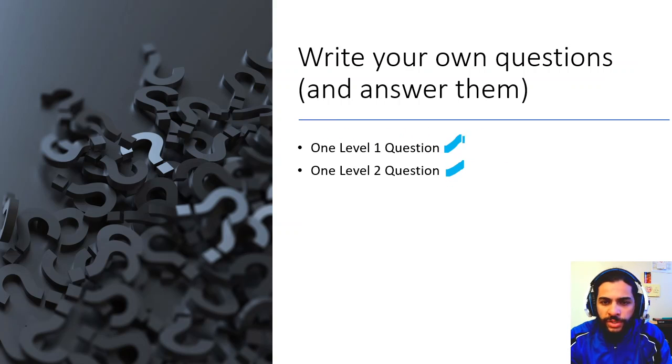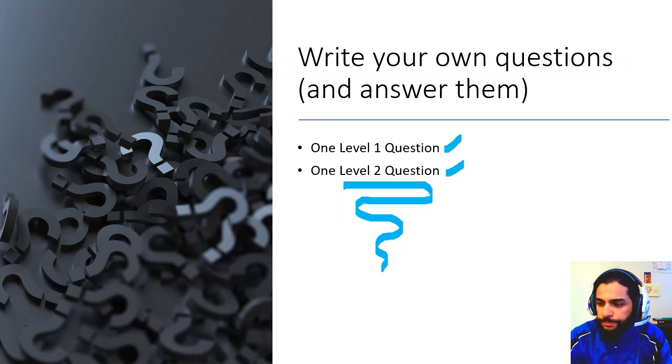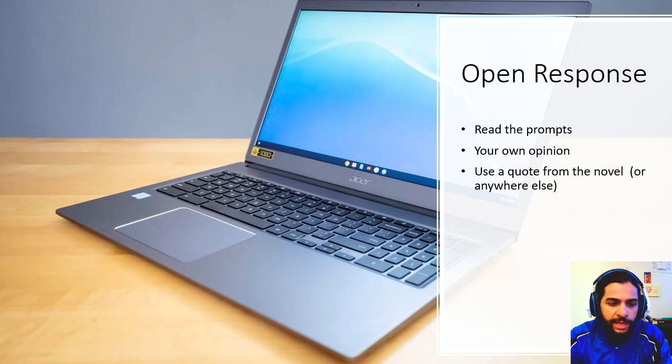A level 1 question is just a basic question with a right or wrong answer, a simple question that you'll be able to answer. A level 2 question is maybe an opinion-based question, a little deeper question, a question that might be just based on inferencing or one reader's opinion, just a deeper level question. I have another video linked in the document if you need a little help writing your own questions. And then the last step is to do an open response.